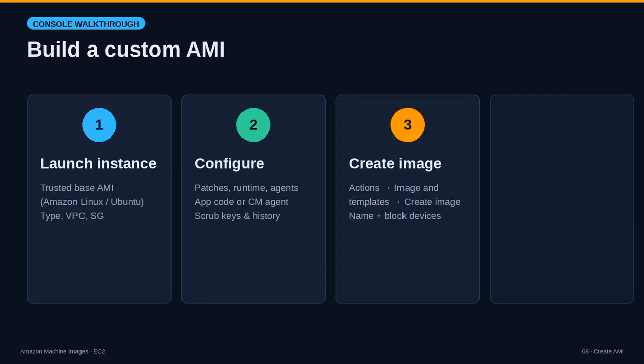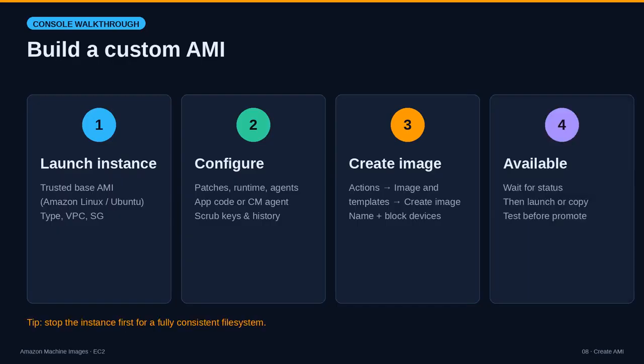Step 3. In the EC2 console, select the instance, open Actions, then Image and Templates, then Create Image. Give it a clear name and description. Include OS, role, and date, and confirm the block device mapping. EC2 snapshots the volumes and registers the new AMI.